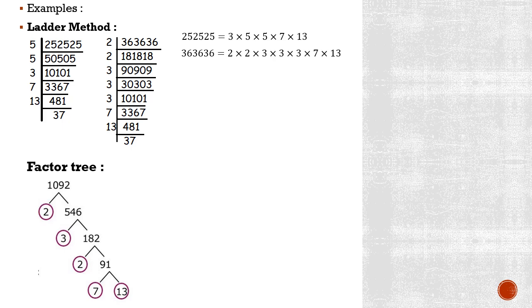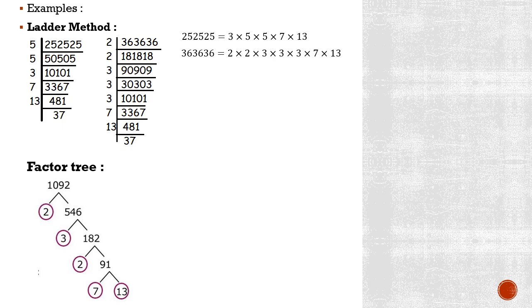First of all, we'll start with 2 and we'll divide this number by 2. We'll get 546. Then we should divide by 2 again, because 546 is again divisible by 2. It doesn't matter the order. Then you can divide by 3, then 7, and in the end, when you divide 91 by 7, you will get 91 as 7 into 13.